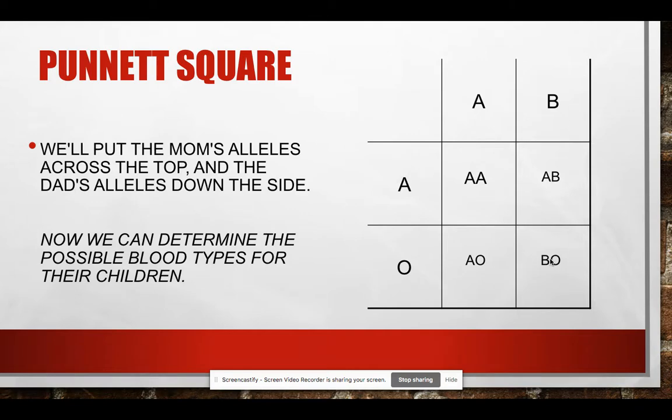Now that simplifies down to just one simple letter, right? If I have 2 A's, that means that my blood type is going to be A. If I have both an A and a B, my blood type is now AB. If I have an A, so this is telling me that I have A antigens on my blood cell, and O, that means that I also have type A.